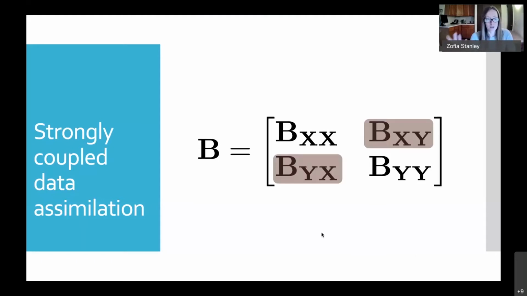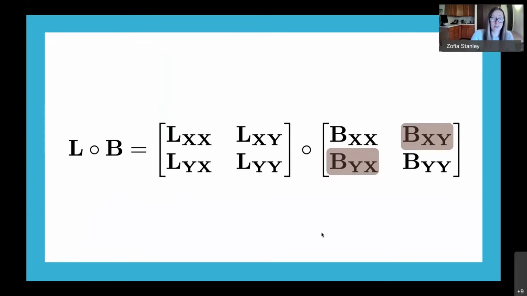What we know about strongly coupled data assimilation is that these off-diagonal blocks are non-zero. Since we're specifically focused on strongly coupled data assimilation, we're going to be focused on how to treat the covariances in these off-diagonal blocks. And I am focused on localization today. Specifically, I'll be talking about Schur product localization and B-matrix localization, although much of what I'm going to talk about is extensible to other types of localization as well.